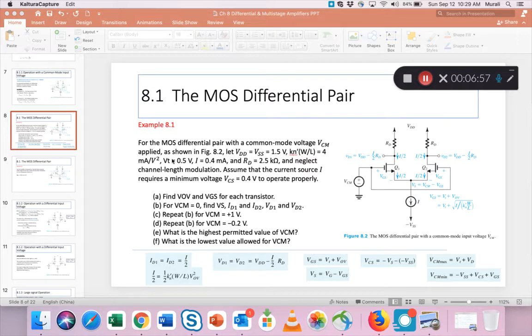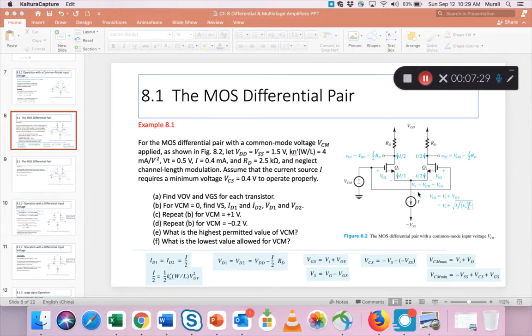So with this condition and all these other things, you have to answer 5 queries. First of all, for the given values, what is the overdrive voltage and what is the gate to source voltage? Part A, that is without any input signal yet. Then part B, we have a VCM of 0, the common mode, which is still almost no input at all.